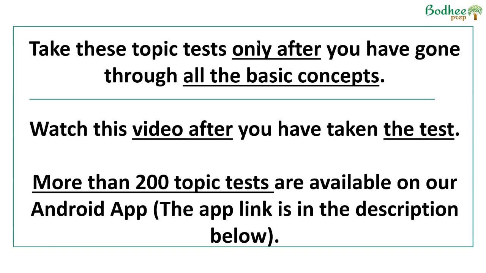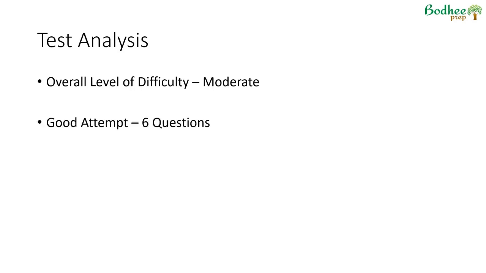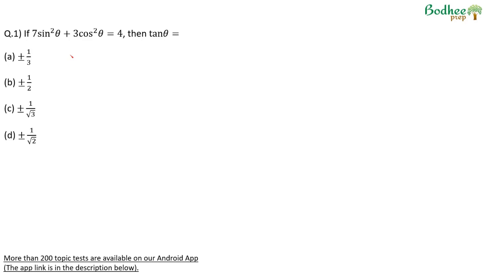This video is on trigonometry. This is the fourth test that we're discussing. And the test was an overall moderate level of difficulty test, with about 6 questions net correct out of 10 giving you a 95 plus percentile. The ideal time to go through those 10 questions and find these 6 questions for yourself would be somewhere around 20 to 22 minutes.